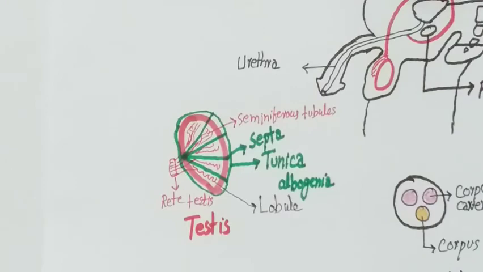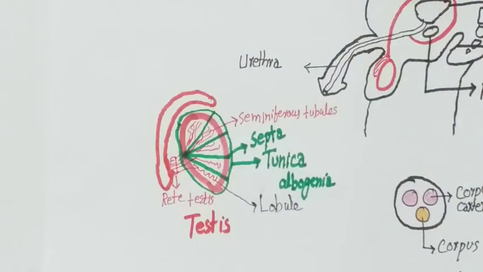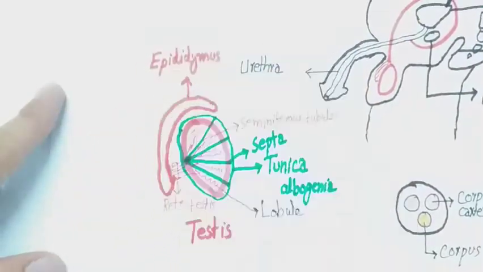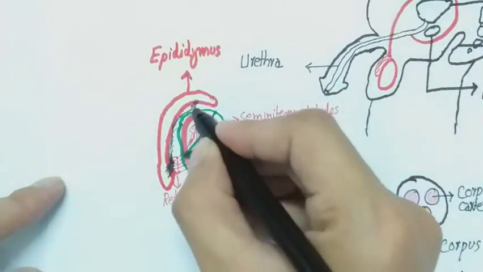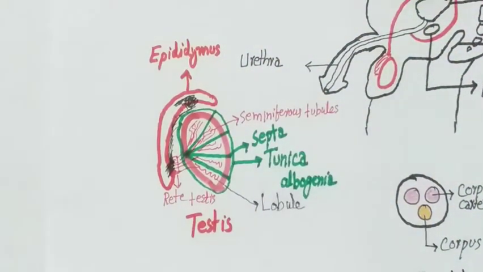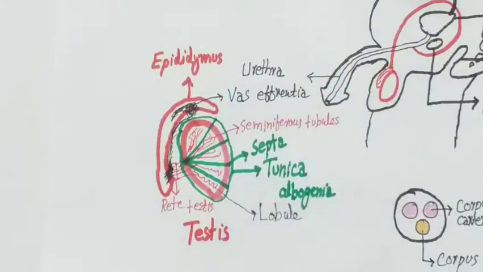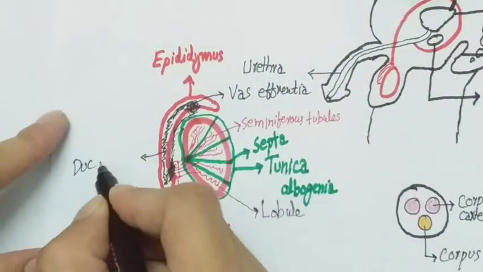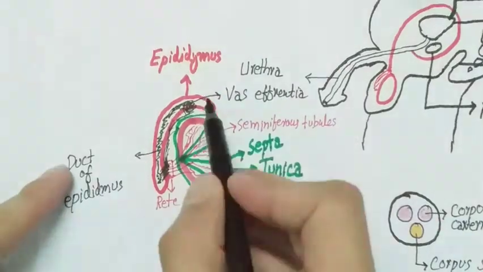Now this very structure is the epididymis. The rete testis is extending upward and forming another set of tubules, and these tubules are called the vasa efferentia. Now the vasa efferentia are descending downward in the epididymis, and now these ducts are called the ducts of the epididymis. The epididymis can be divided into the head, body and the tail.